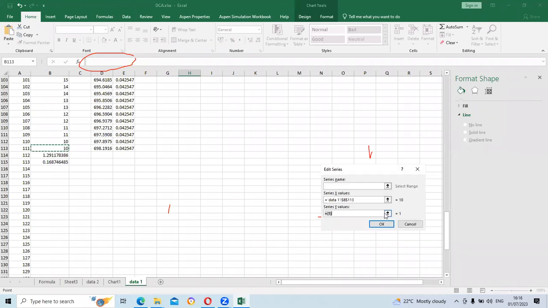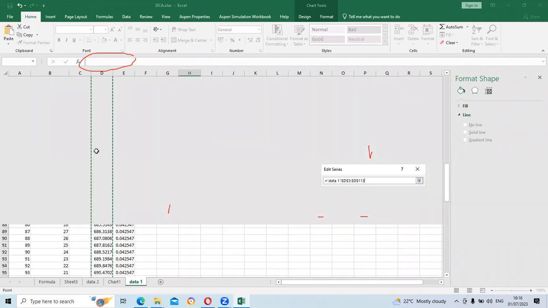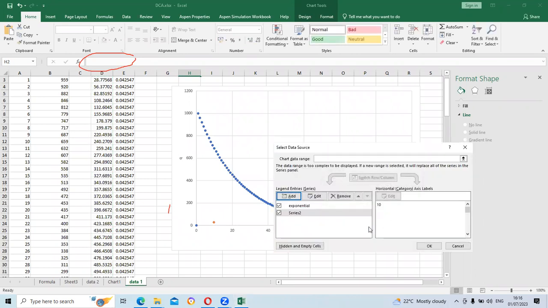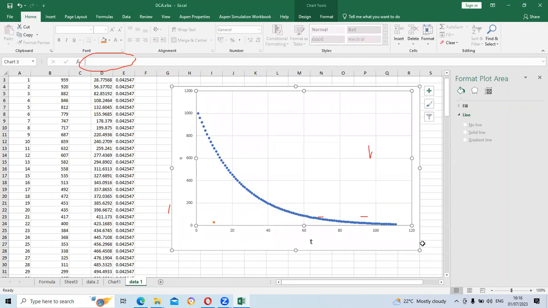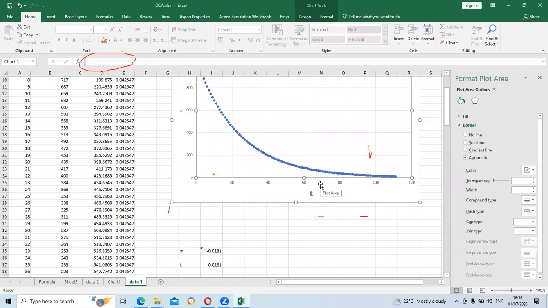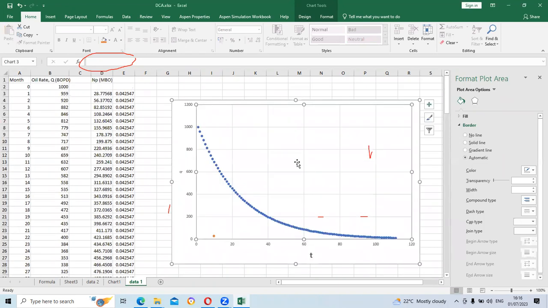Then for the y-axis, I have the cumulative production. So I will highlight this, Control Shift, and I press the arrow up, and it takes down everything. Then okay. Okay. Didn't plot.